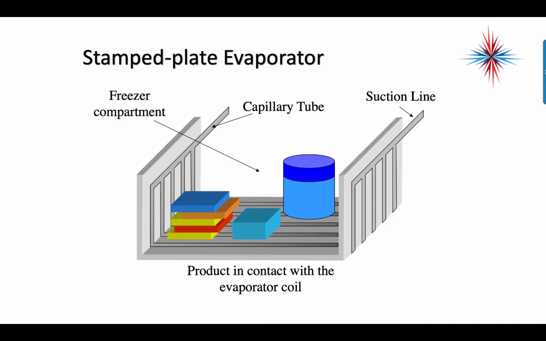So this is an example of a stamped plate evaporator. It's the freezer compartment. You see them in the top of the little refrigerators. Sometimes they're the same way in the bigger ones. There's a cap tube that comes in and runs through the plate that the food is sitting on in the freezer. The food is frozen by that, and then the cold air also circulates inside the freezer and eventually into the refrigerator.